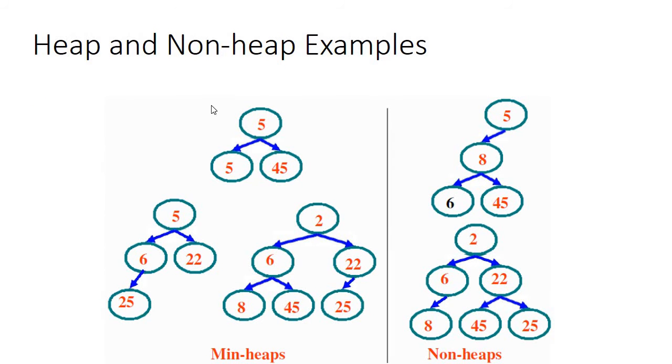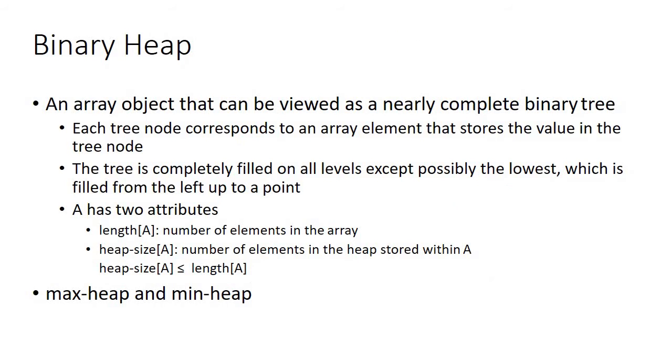We can see here that there is a heap example as well as a non-heap example. On the heap side, you can see that 5 is smaller than 45, so we call it a minimum heap, and we can also reverse it into a maximum heap. Here 5 is smaller than 6, 5 is also smaller than 22, and 6 is smaller than 25. On the other side, which is the non-heap, 5 is smaller than 8, fine, but 8 is not smaller than 6, so it's a mixed combination of lesser and greater values. So we call this a non-heap tree.